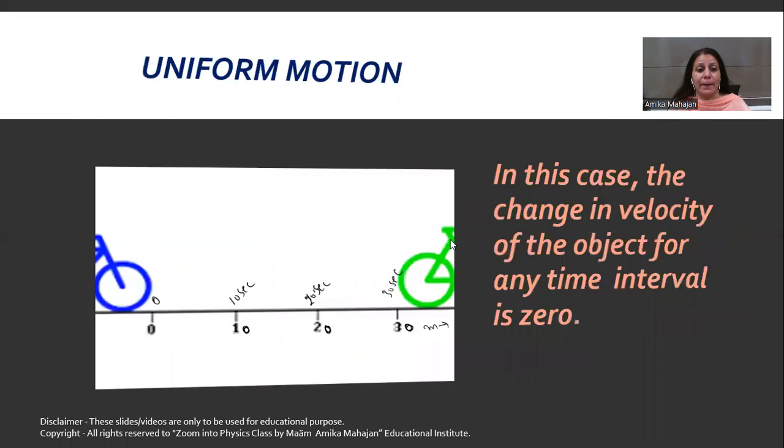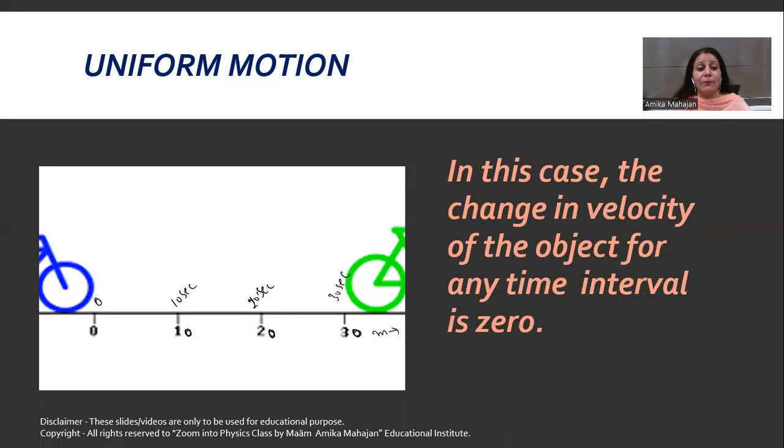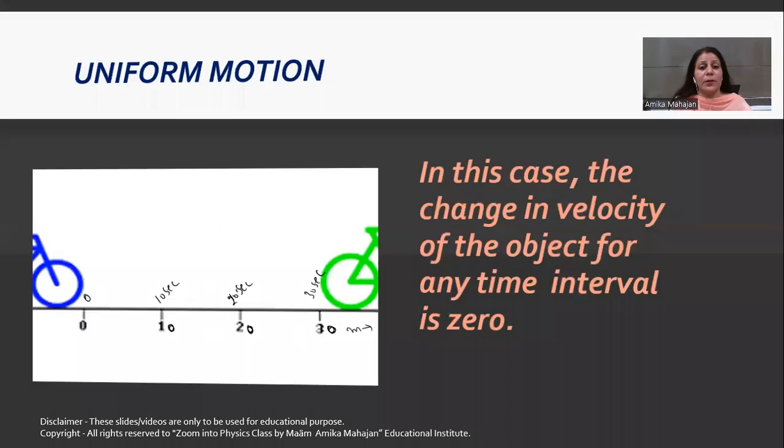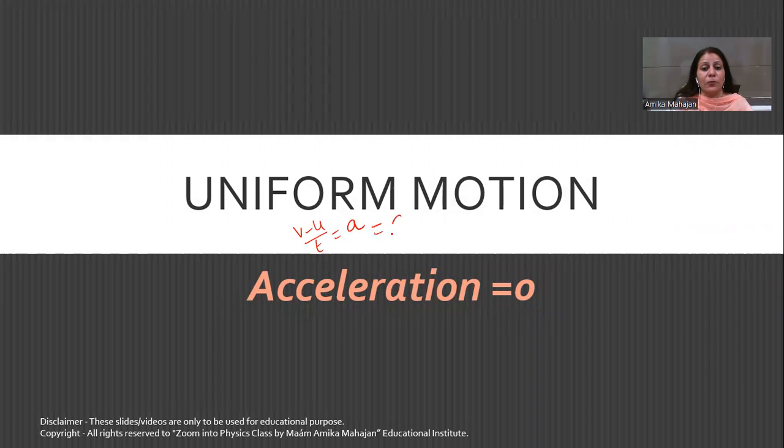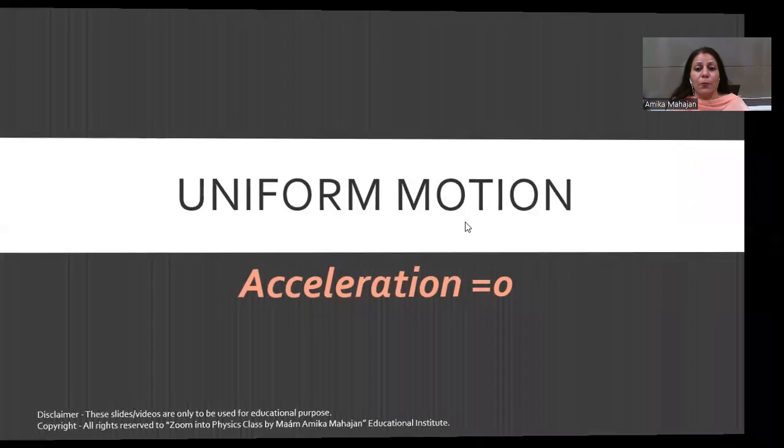If speed is the same and direction is the same, then velocity will also remain the same and there is no change in velocity. If u is the initial velocity and v is the final velocity, both are the same. That is why the change in velocity is 0. If the change in velocity is 0, then acceleration, which is the rate of change of velocity with time, so (v minus u) by t, will also be 0 for uniform motion.